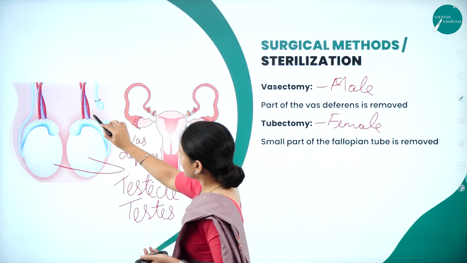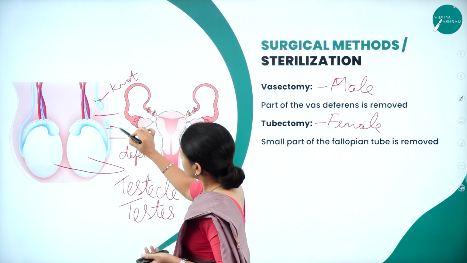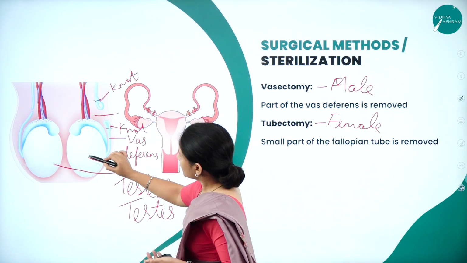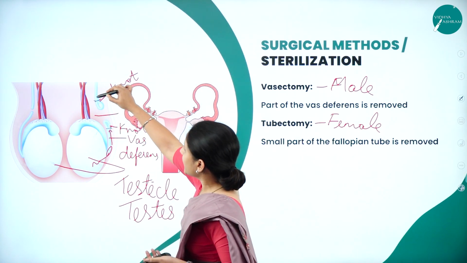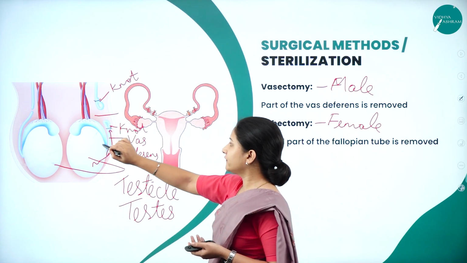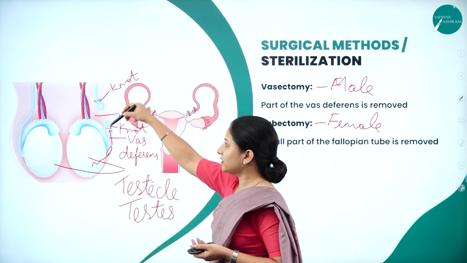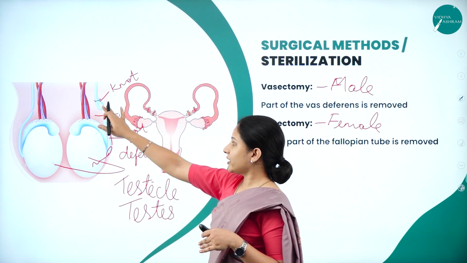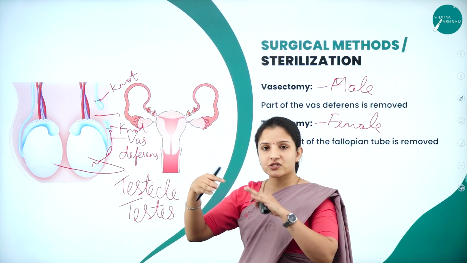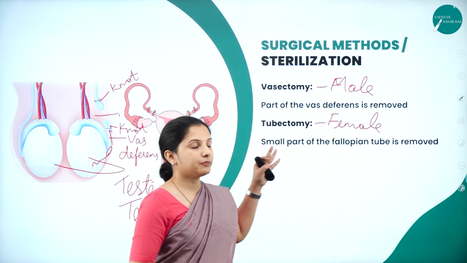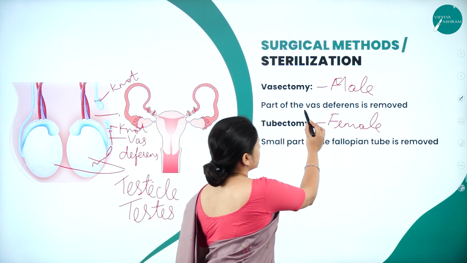You can see here a cut has been made and knots have been tied. So when a cut is made, the sperm will move till here, but it will not be able to move further, right? It will not be able to move further because there is an incision or cut. There is a barrier; the bridge between these two is broken now. So though the sperms are produced, they will not be able to reach the female. This is one of the best surgical methods followed in the male. It is called vasectomy, wherein a part of the vas deferens is removed.